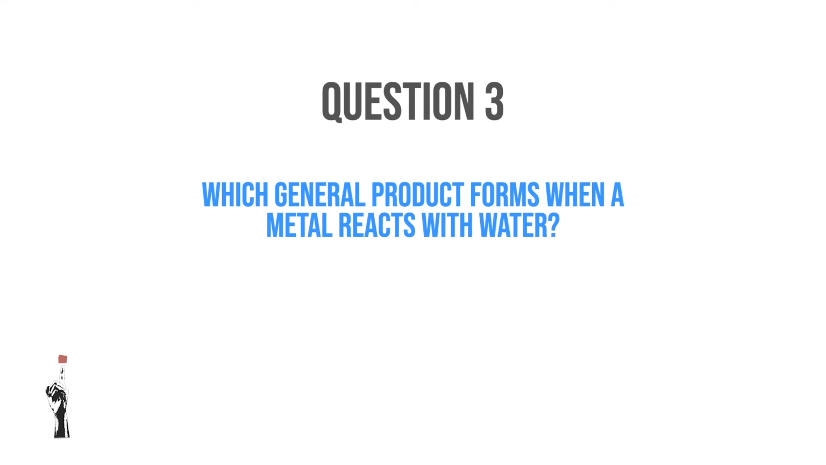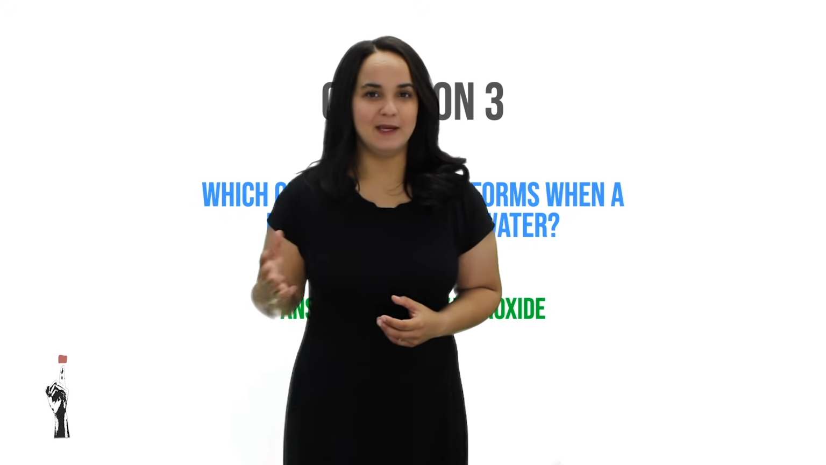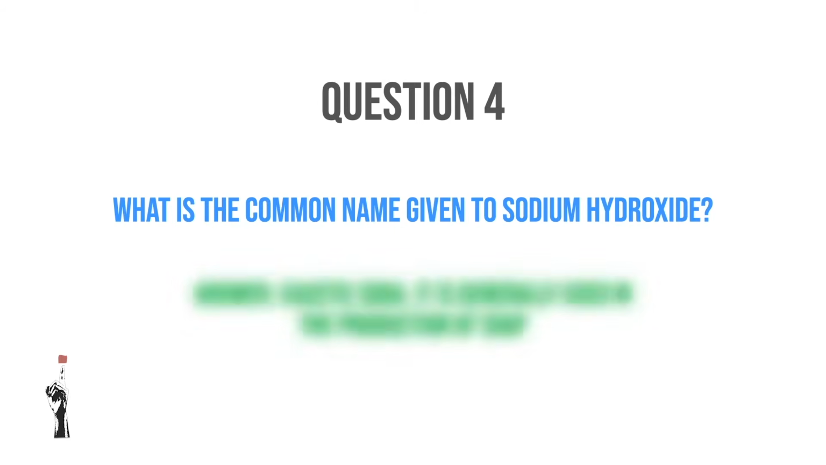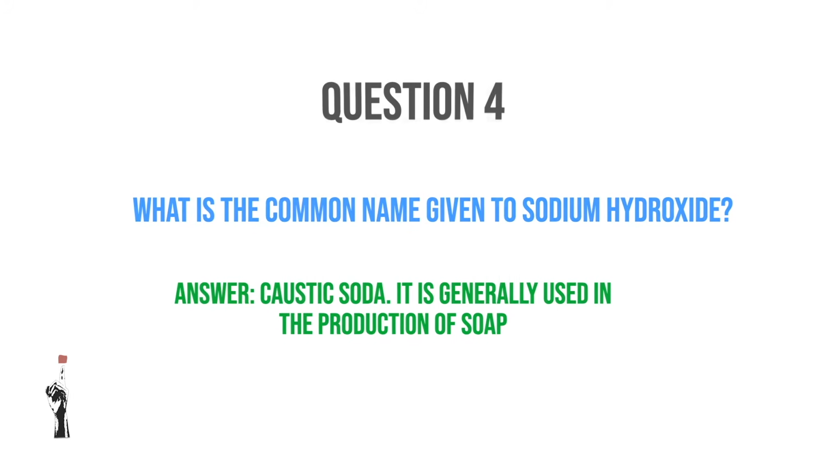Which general product forms when metal reacts with water? The product that forms is called a metal hydroxide, and as we know, hydroxides are considered to be bases. What is the common name given to sodium hydroxide? The answer is caustic soda, and we use caustic soda in the production of soap.